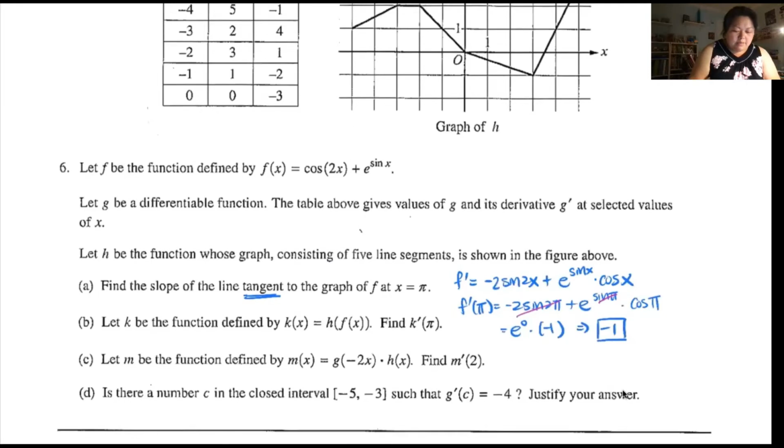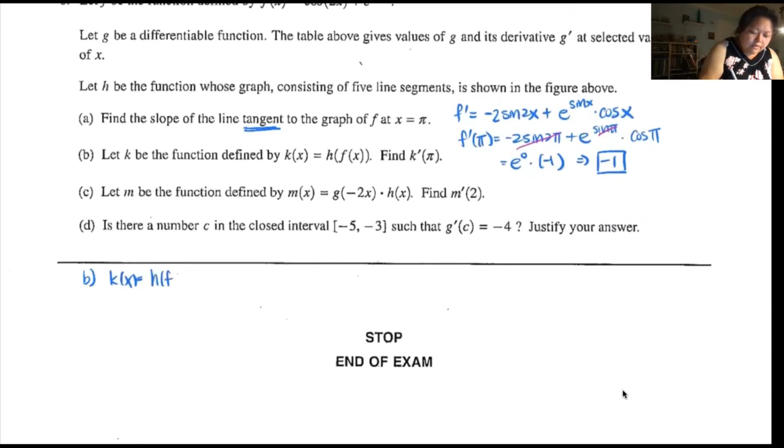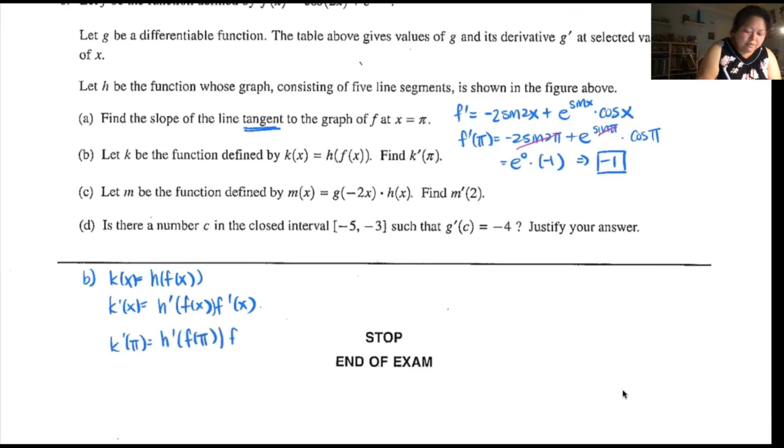Part B, let k be the function defined by h of f of x. Find k prime of pi. This is a composite function, so we need to use chain rule. So k of x equals h of f of x, and k prime of x is equal to h prime of f of x times f prime of x. That's chain rule: take the derivative of the outside, keep the inside, then take the derivative of the inside. Now k prime of pi equals h prime of f of pi times f prime of pi.